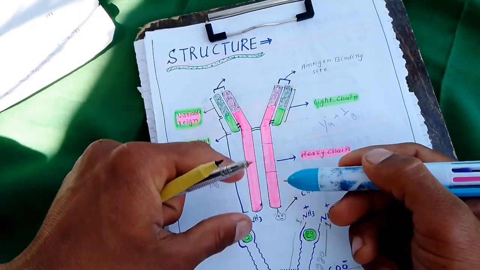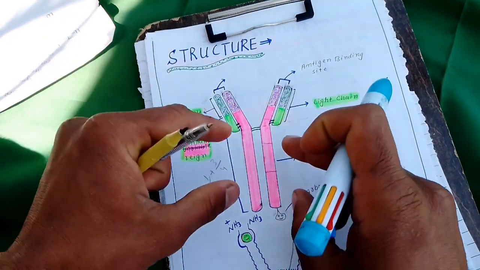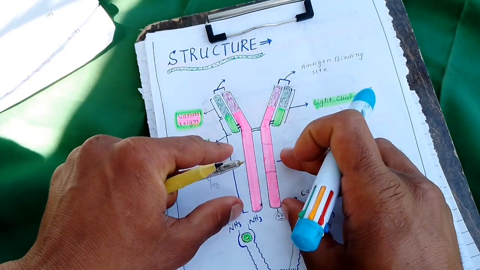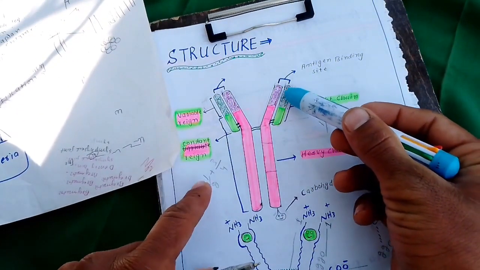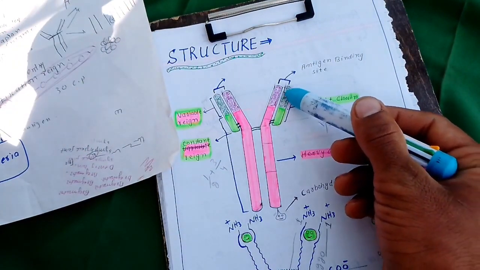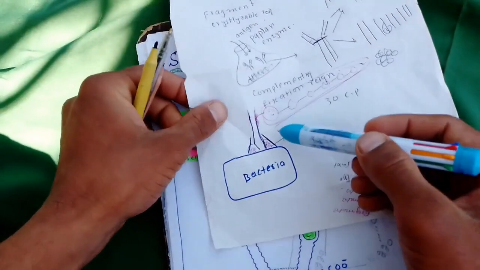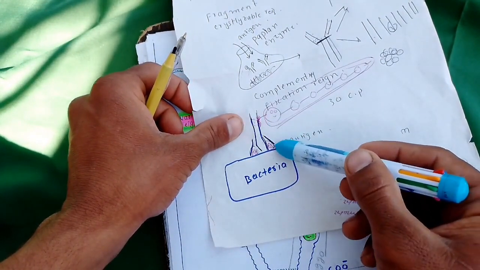This is the region which starts the complementary system, but this is the region through which the antibody is attached to the antigen on the bacteria or other microbe. This is a bacteria now. This is the antibody. This antibody is attached to the bacteria with the help of the variable region.